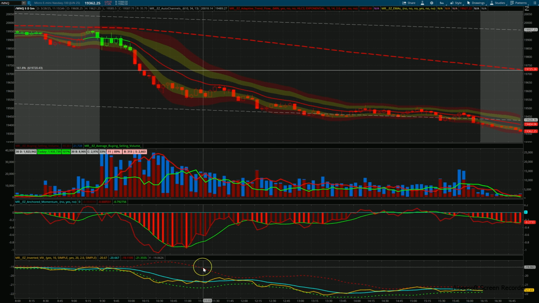But anyway, so you can follow this. The volatility is shown on the inverted VIX with the Bollinger Bands moving out here. And the inverted VIX being underneath the lower Bollinger Band, you really got an acceleration of price to the downside.